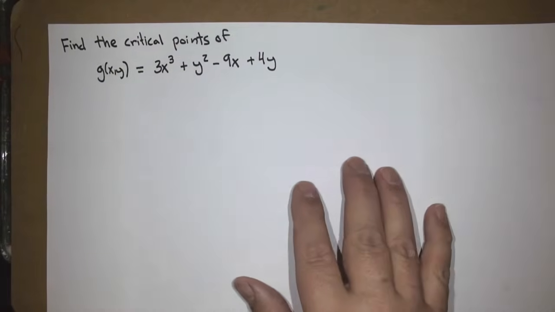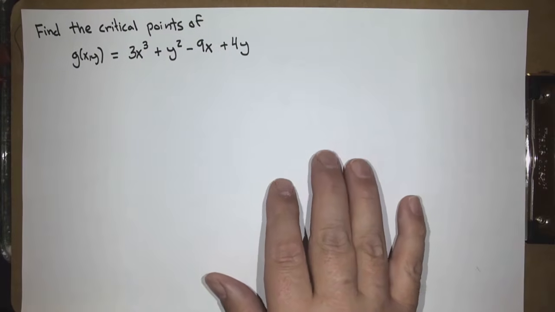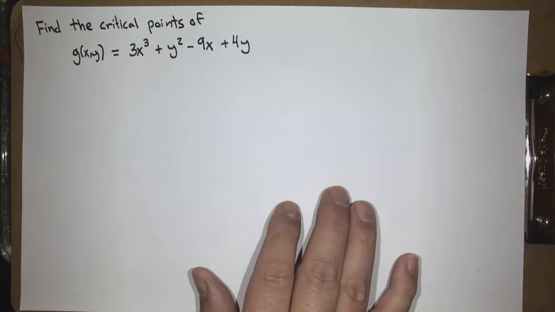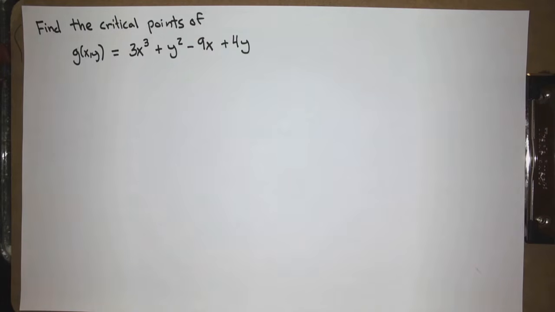In that case, there's another problem, more aimed at closer to the level of what we might put on an exam for right now. Find the critical points of this function: 3x cubed plus y squared minus 9x plus 4y. At the very least, it's a lot shorter to say.